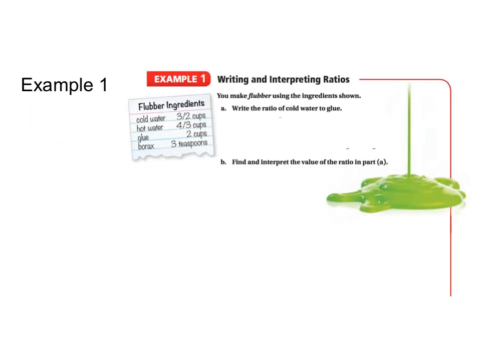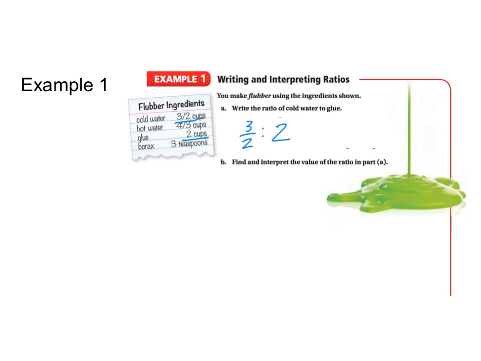Example 1 here, we're going to be writing and interpreting ratios. So the first question says, you make flubber using the ingredients shown. Write the ratio of cold water to glue. So all I need to do is look at my ingredients list, and I see cold water is 3/2 of a cup and glue is 2 cups. So my ratio is 3/2 to 2.